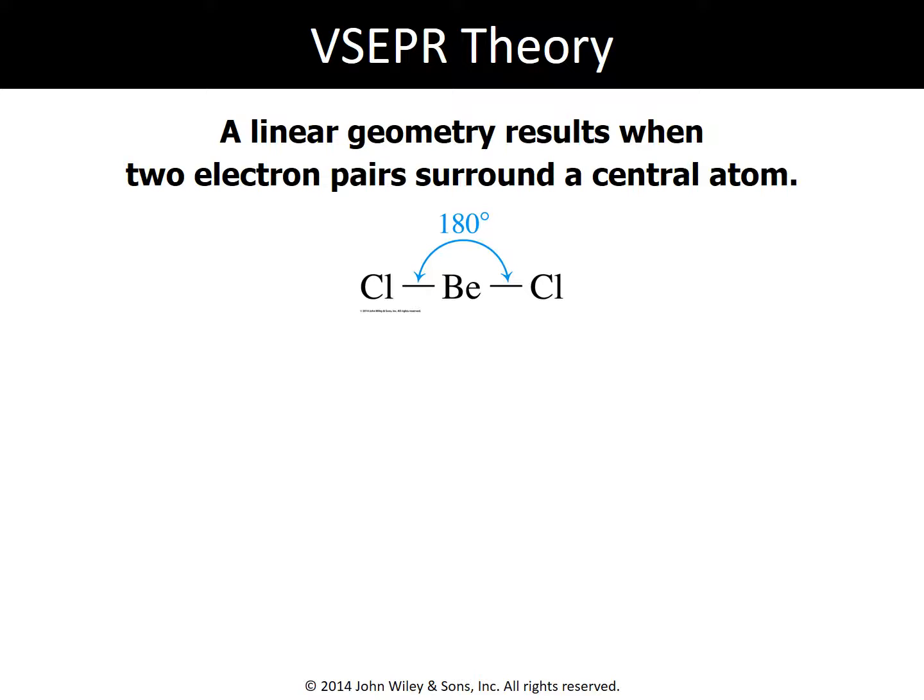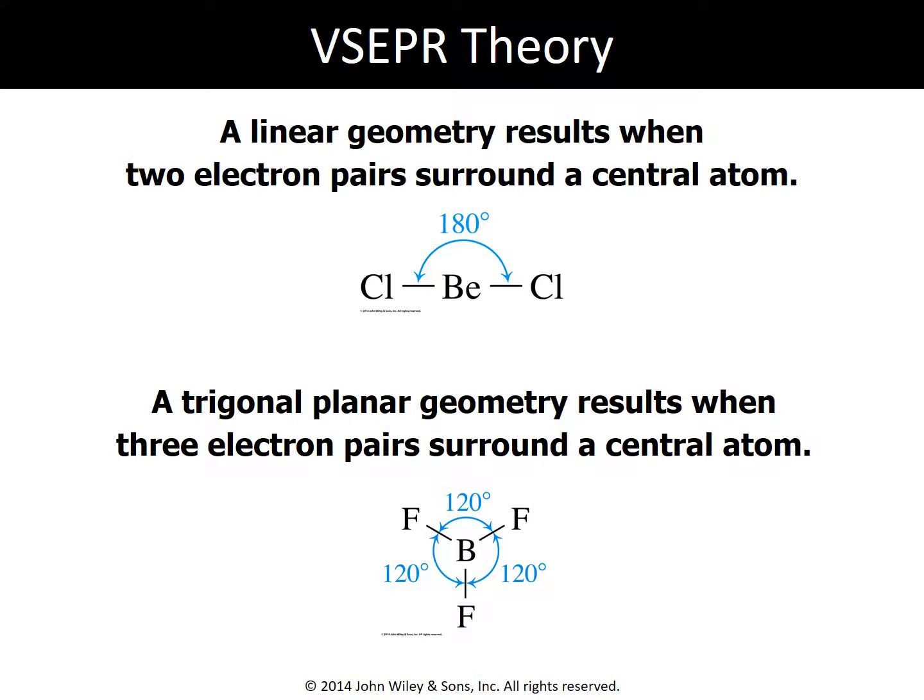So our linear geometry is going to result when we have two electron pairs, or two atoms, surrounding one central atom. So here we have our formula beryllium chloride, where we have our two chlorines. They're going to separate on either side, showing a linear geometry. Our trigonal planar is going to be when we have one central atom surrounded by three electron pairs. Here we can see boron having three fluorines on the outside. All of them have 120 degrees between them.